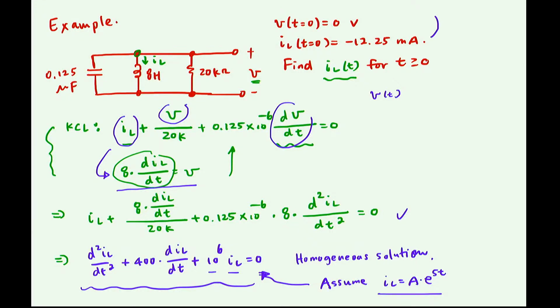Okay, V is equal to 0 when t equals 0. I is equal to minus 12.25 milliamp when t equals 0. 好，所以我们把 initial condition 带进去。Here I'm going to rewrite this equation by breaking the exponential term into two terms.